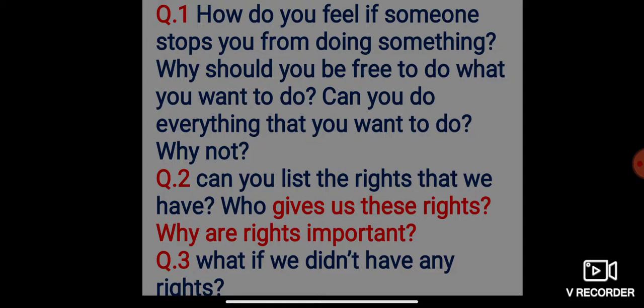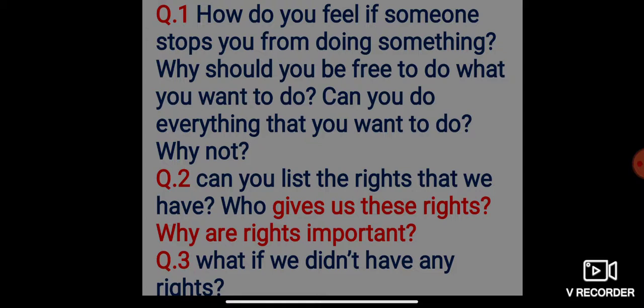These rights are protected by our government. So who gives us these rights? These rights are protected by our government. We can take help from the court if somebody stops us from enjoying these rights. If certain people are stopping you from exercising your rights, you can anytime go to the court and fight for your rights.